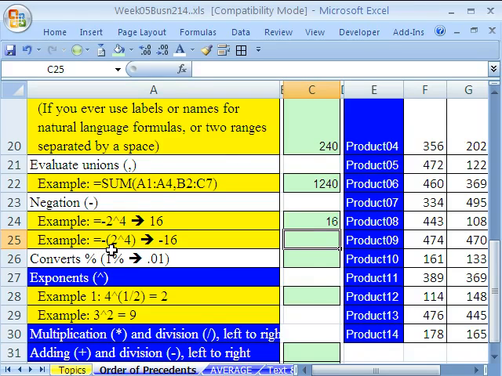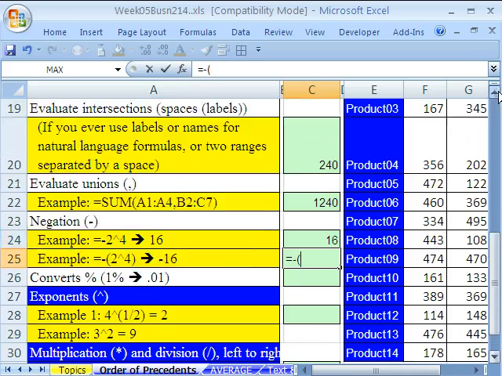But now if you really wanted the opposite of 2 raised to the 4th, which is minus 16, you'd have to put it in parentheses. So you put a negation sign. But since negation comes after parentheses, way up here, right?